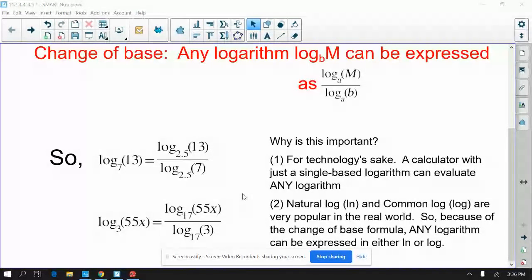Another key thing is natural logs and common logs are by far the most popular. So any logarithm that arises from a certain problem, I could just convert it to a natural log or a common log.